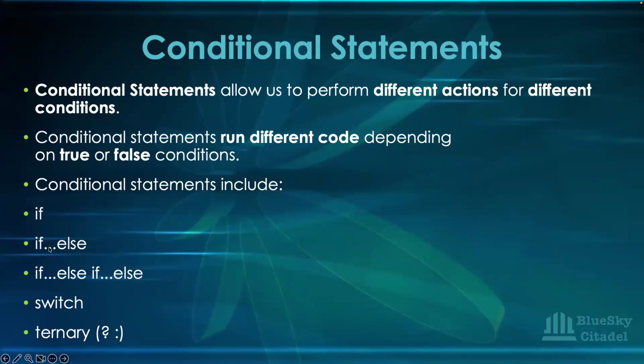The next part is conditional statements. Conditional statements allow us to perform different actions for different conditions. I could say this is one of the key features in JavaScript you're going to be using most of the time in your automation. The condition runs different code depending on the true or false condition, meaning the Boolean condition.